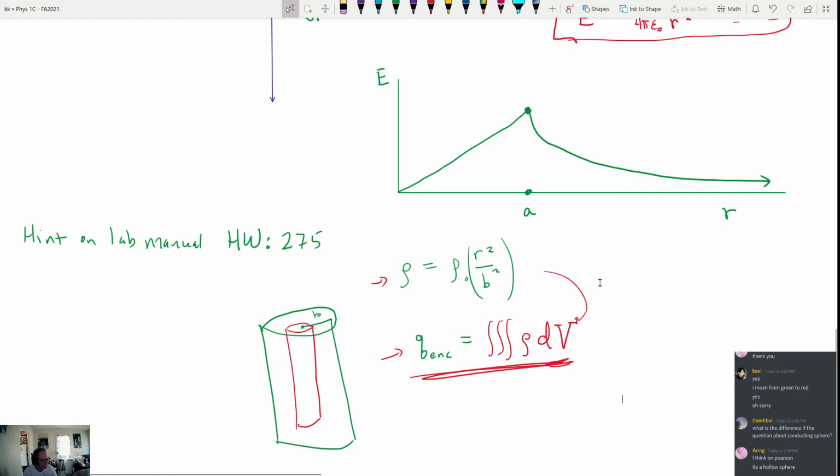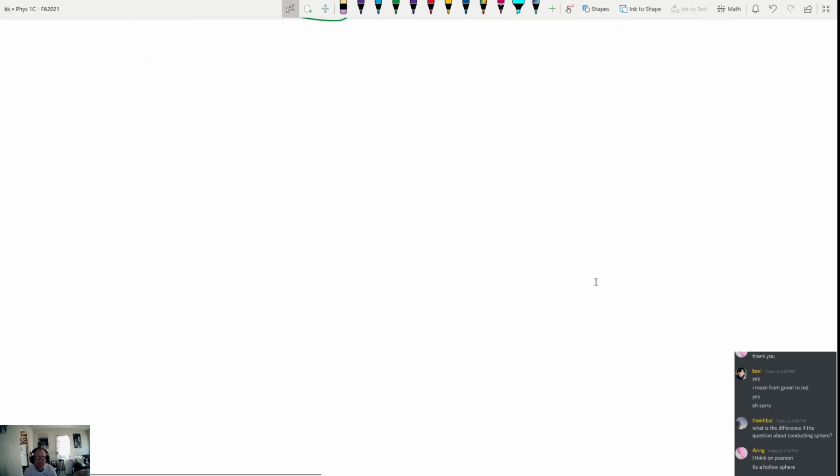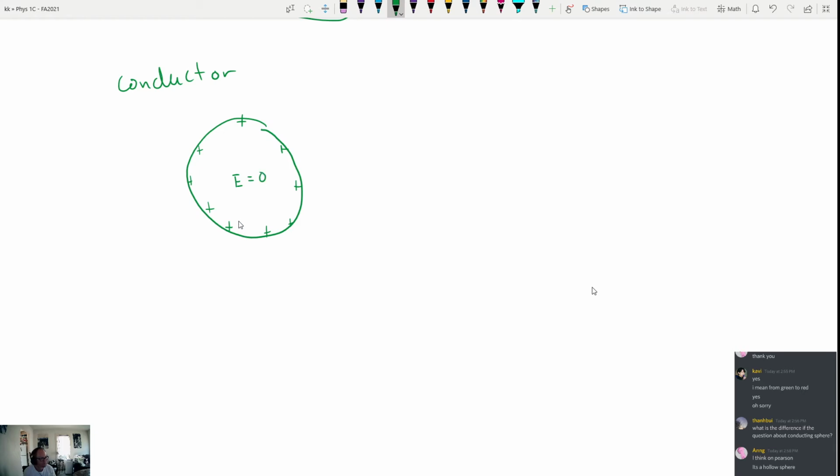So the next question was, what's the difference if the question is a conducting sphere? Okay. Here in a few minutes, we're going to go through the details of what a conducting sphere does, but I'll just tell you right now that if you have a conducting sphere and you place charges on it, the charges are all going to go to the surface. Okay? And one of the things that we're going to prove here in a second is that inside a conductor, when all the charges go to the surface, the electric field will always be zero.